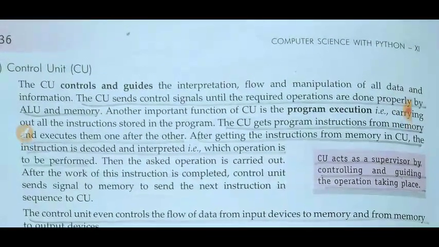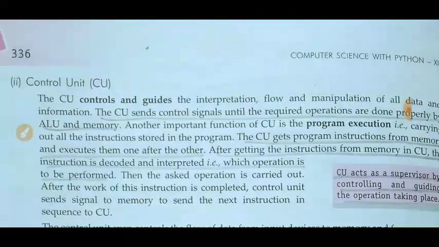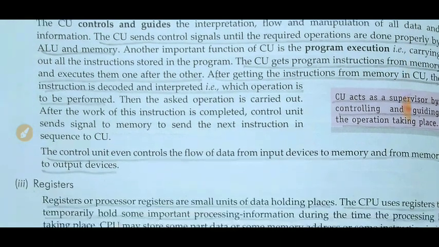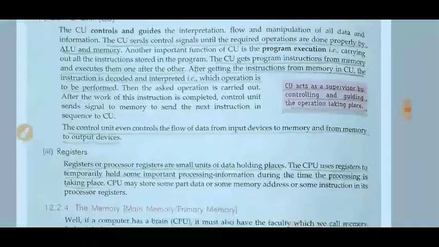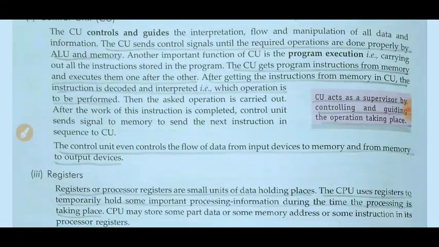After getting the instruction from the memory in CU, the instruction is decoded and interpreted, means which operation is to be performed. All this working comes under CU, control unit. Now one more line is there. The control unit even controls the flow of data from input device to memory and memory to output device.